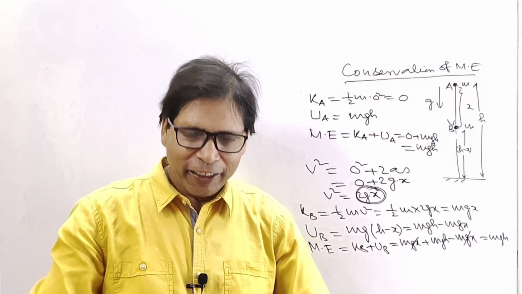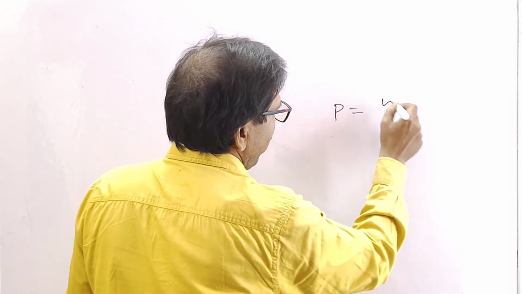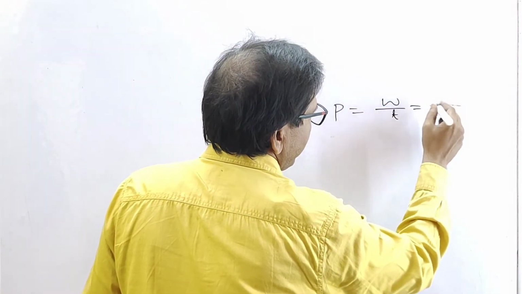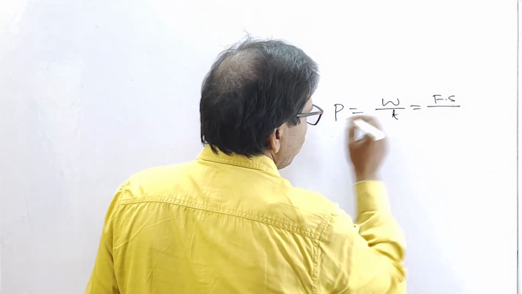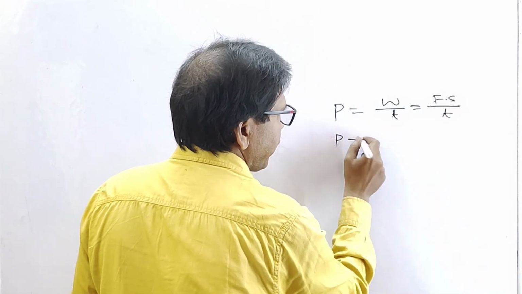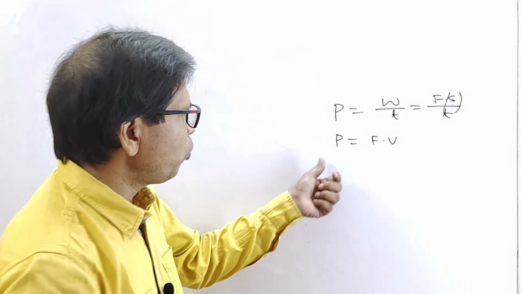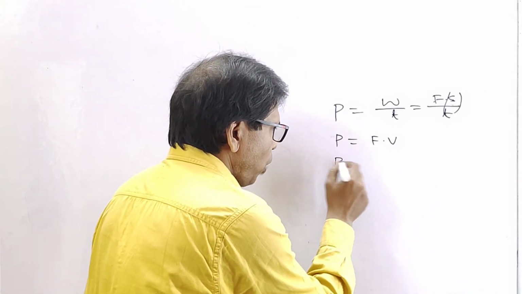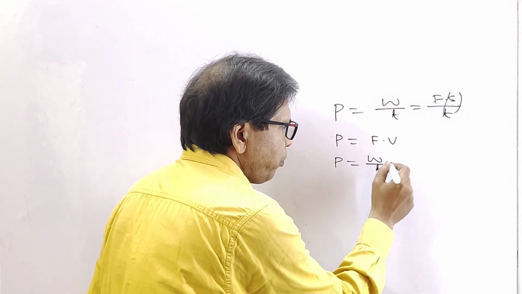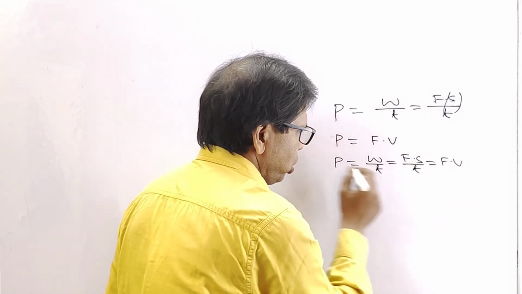Therefore the mechanical energy of a freely falling body is conserved. Okay, understood? Now power. Power is the rate of doing work. That is, power P is the work done by time. Now work done is force into displacement, so power is equal to force into displacement by time. P equals S by T, which is the velocity V. So power is equal to work done by time, equal to F into S by T, equal to force into velocity.